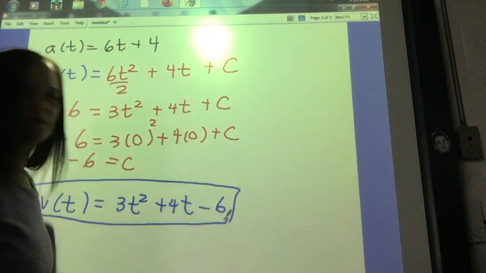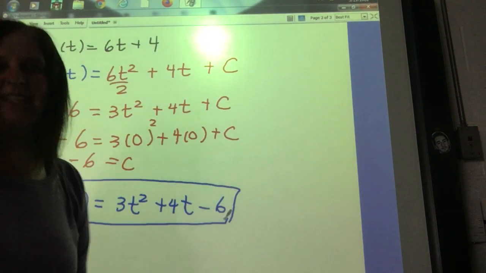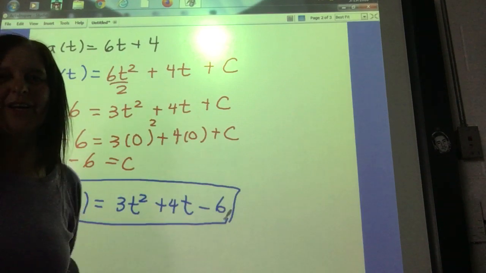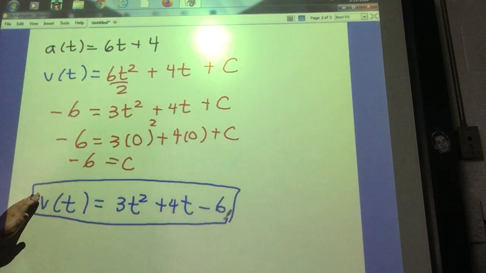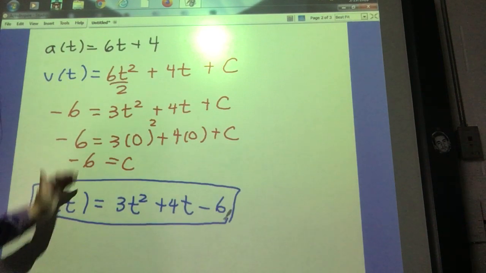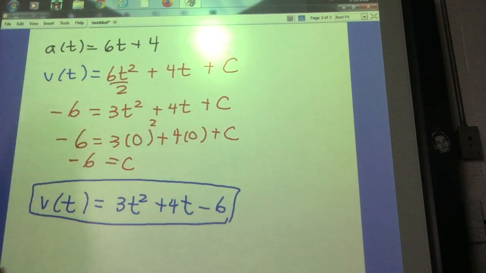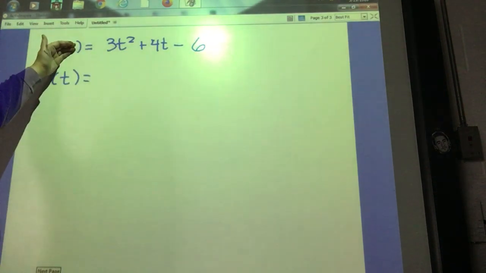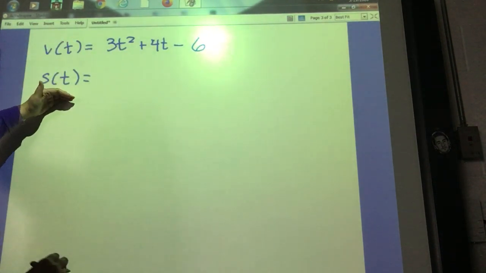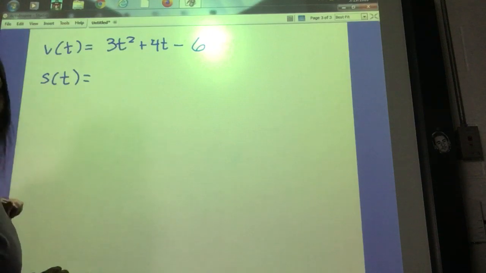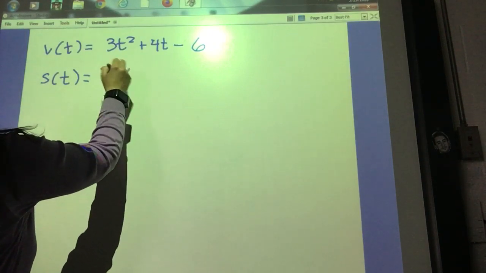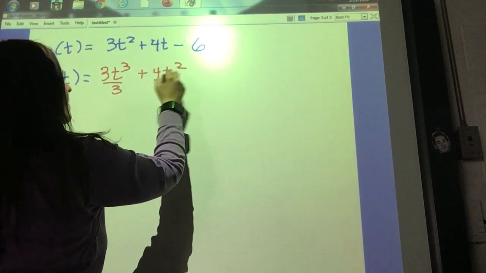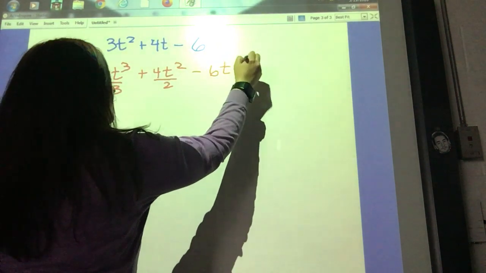But unfortunately, that's not what the question asked us. They didn't ask us for velocity, they asked us for the position function. So we keep going because the antiderivative of velocity gives us position. So on the next slide, I already have the velocity function out. The antiderivative of velocity gives us the displacement. So let's keep doing our antiderivatives. This gives us 3t cubed over 3 plus 4t squared over 2 minus 6t.